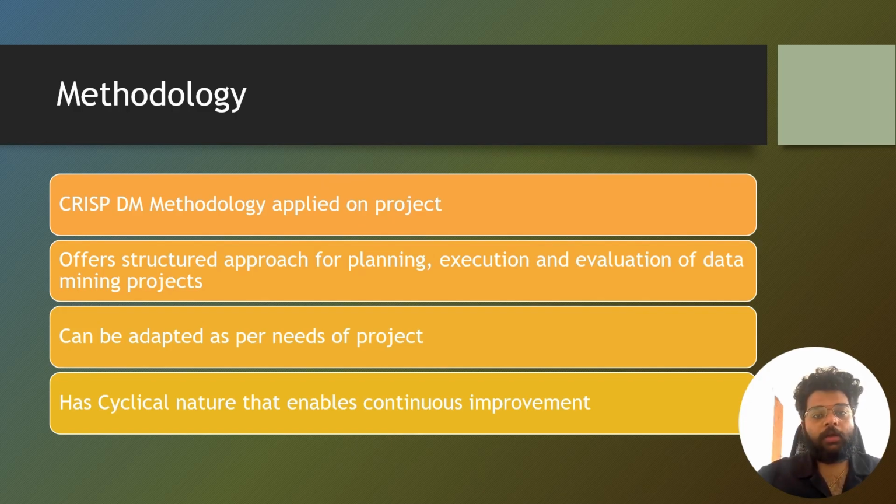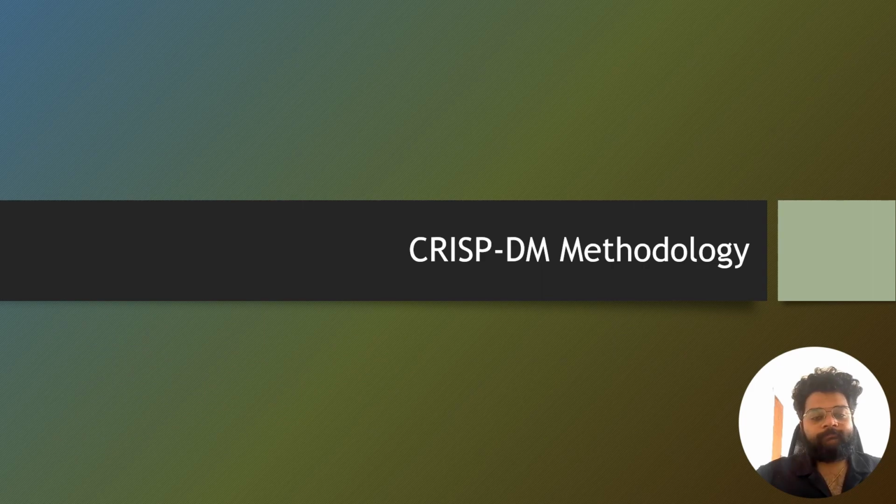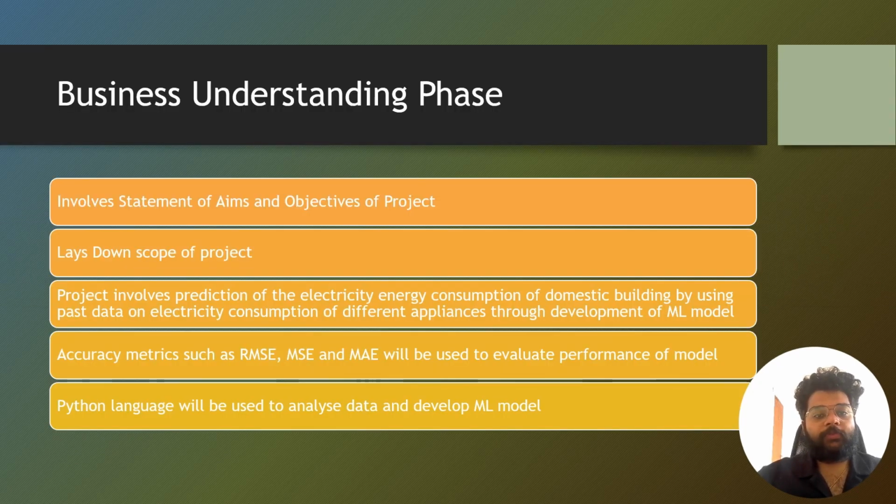The project has been completed using the CRISP-DM methodology, and this methodology provides a structure for planning, execution, and evaluation of data mining projects. It offers high adaptability as per the needs of the project and possesses a cyclical nature that helps to achieve continuous improvement in the project. The first phase of CRISP-DM methodology is business understanding, and this lays down the scope of the project by defining the aims as well as the objectives of the project.